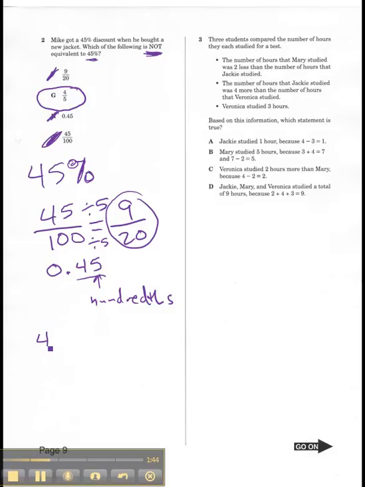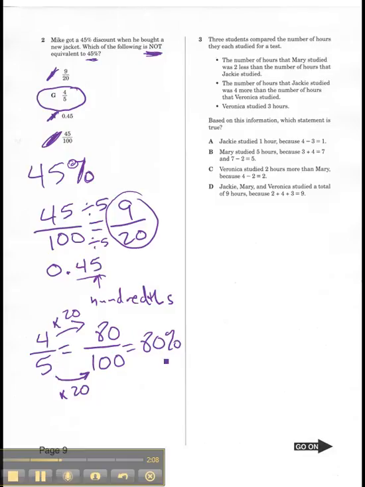Just as one final check, let's see what 4/5 is as a percent. We would want the denominator to equal 100. So we get there by multiplying 5 times 20. If we multiply the denominator times 20, we have to multiply the numerator times 20. 4 times 20 is 80, so 4/5 actually equals 80%, not 45%.